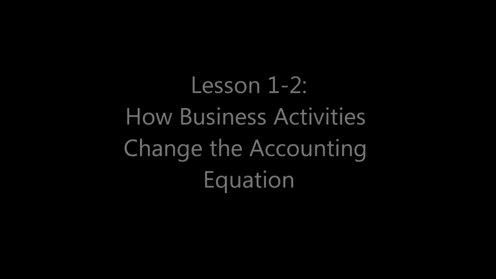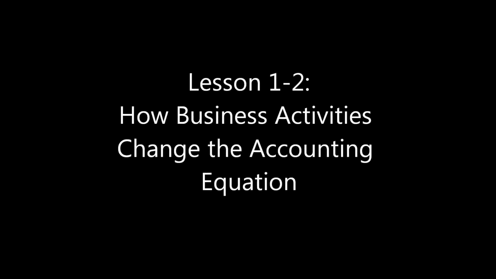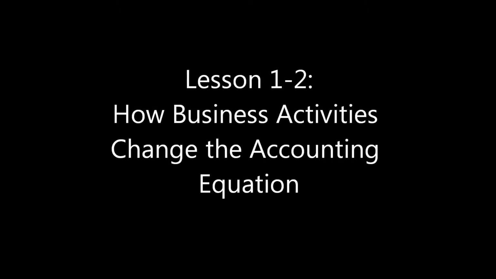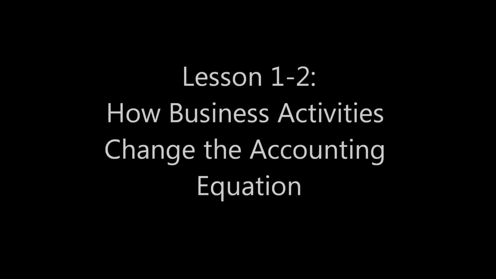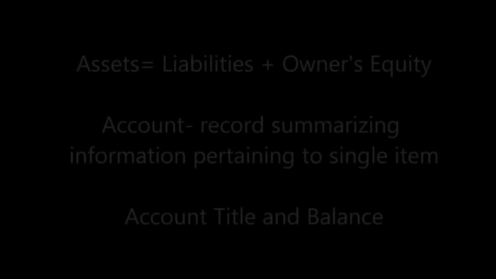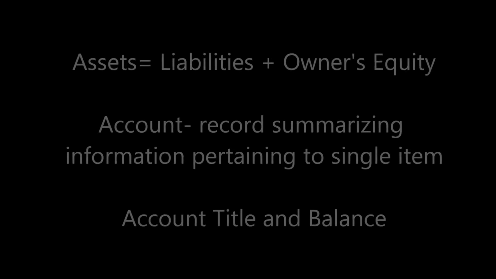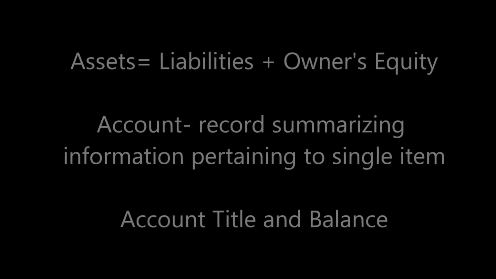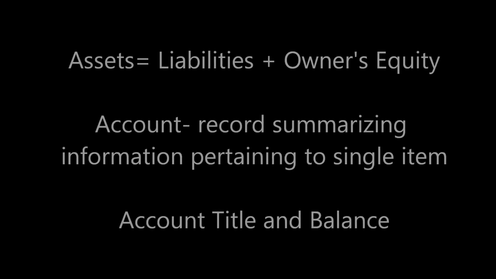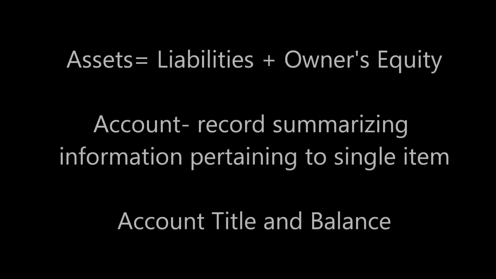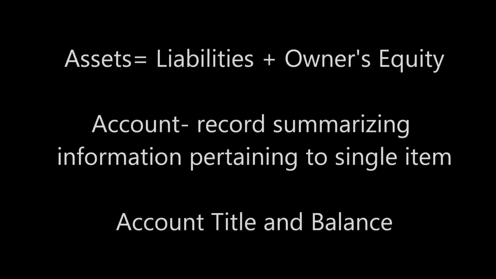Let's get started with lesson 1-2. 1-2 has to deal with how business activities change the accounting equation. Now with the accounting equation, we need to summarize it a little bit. Remember, we have assets equals liabilities plus owner's equity. Okay, but that's not very specific. We have tons of assets, we might have tons of liabilities, so we need to be more specific.